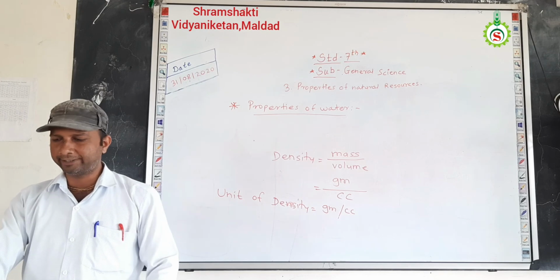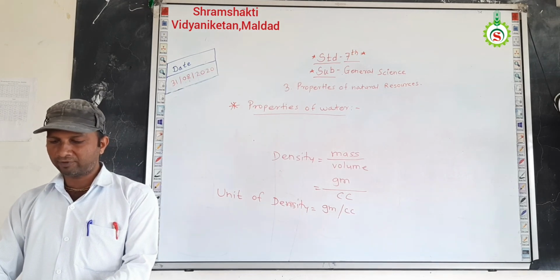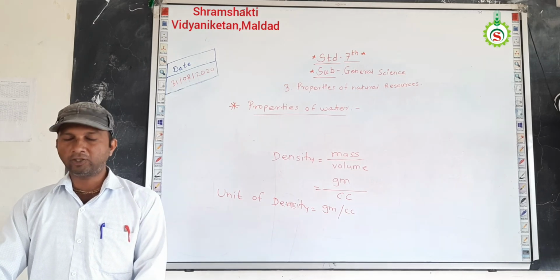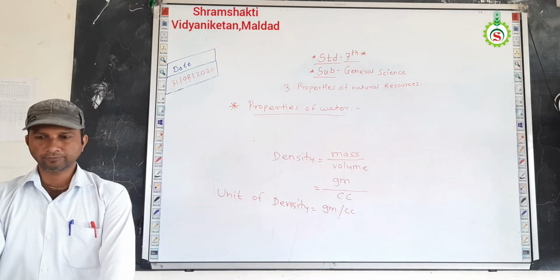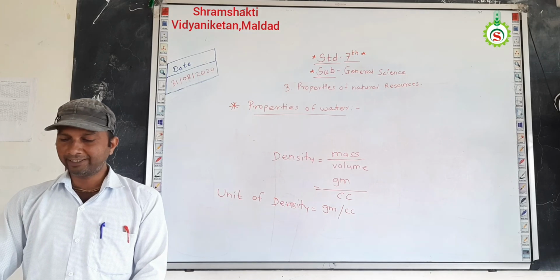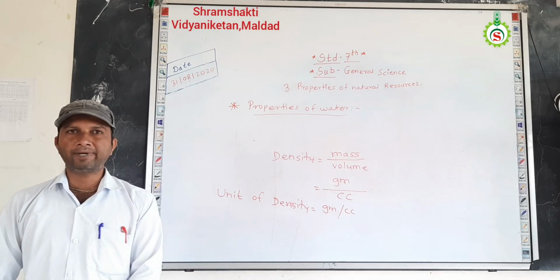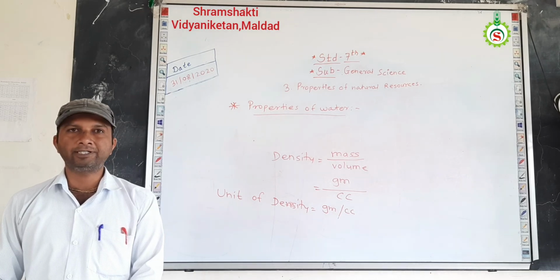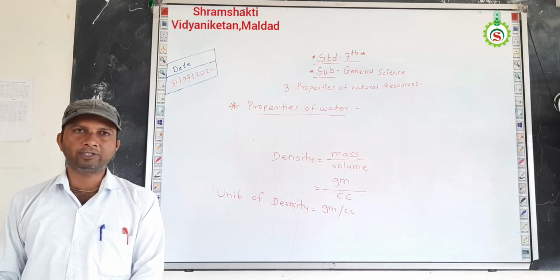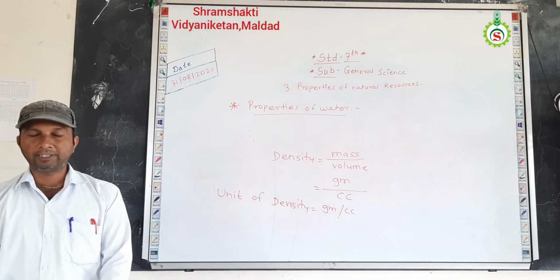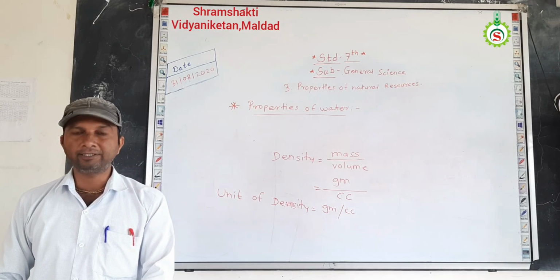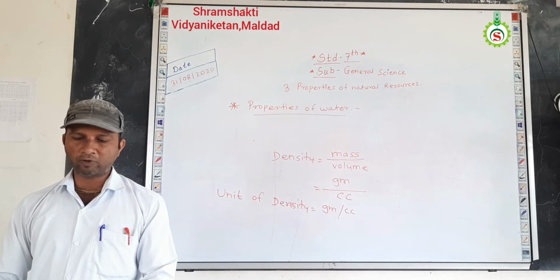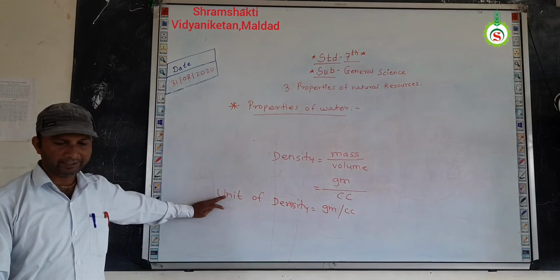Now one question is there. If the mass of 1 liter of water is 1 kilogram, then what is the density of water? Okay. The answer is 1, because what is the mass of the water? 1 kilogram, and volume is 1 liter. Therefore, 1 divided by 1 is equal to 1. So therefore, the density of water in this example is 1. Okay, understand? So this is about the unit of density.